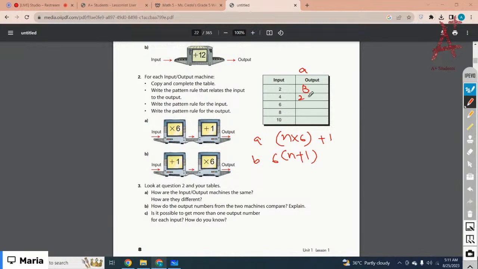4 times 6 is 24 plus 1, 25. 6 times 6 is 36 plus 1, 37. 8 times 6 is 48 plus 1, 49. 10 times 6 is 60 plus 1, 61. And for machine B, it is n plus 1 times 6.